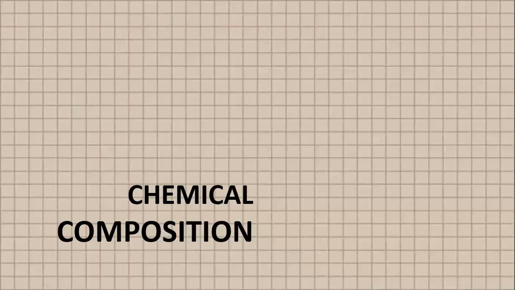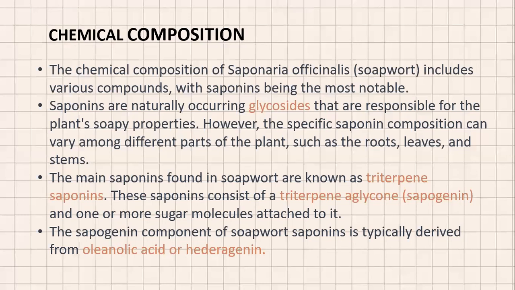Let's have a look at the chemical composition of Saponaria flower. The chemical composition of Saponaria officinalis includes various compounds, with saponin being the most notable. Saponins are naturally occurring glycosides that are responsible for the plant's soapy properties. However, the specific saponin composition can vary among different parts of the plant, such as the roots, leaves, and stems.